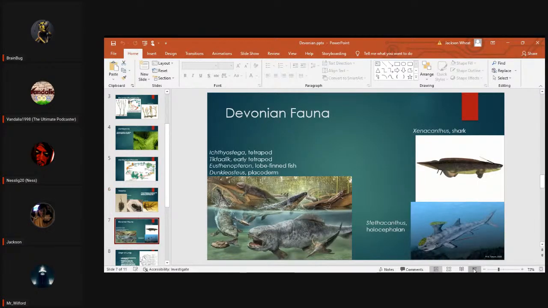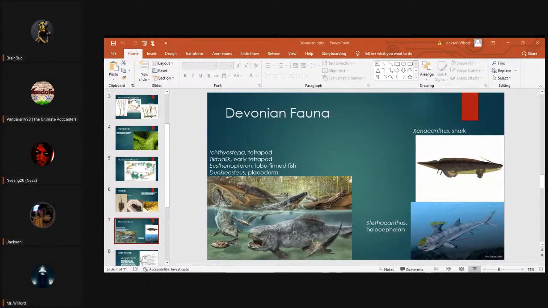All right, so let's move on to the vertebrates, more specifically the gnathostomes, because there are still placoderms around at this time, and even jawless placoderms. But we get our early sharks in this time period, like Xenacanthus up there on the top right, which don't really look like modern sharks. They look more eel-like. They're pretty strange. Then Stethacanthus down there in the bottom right. A lot of people call this a shark, but it's not.